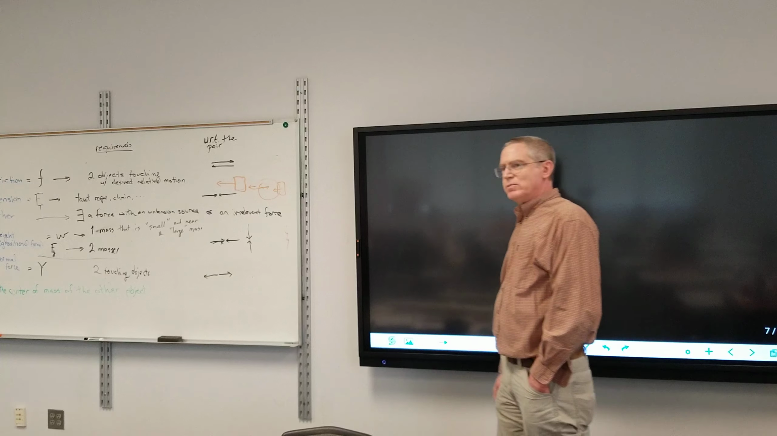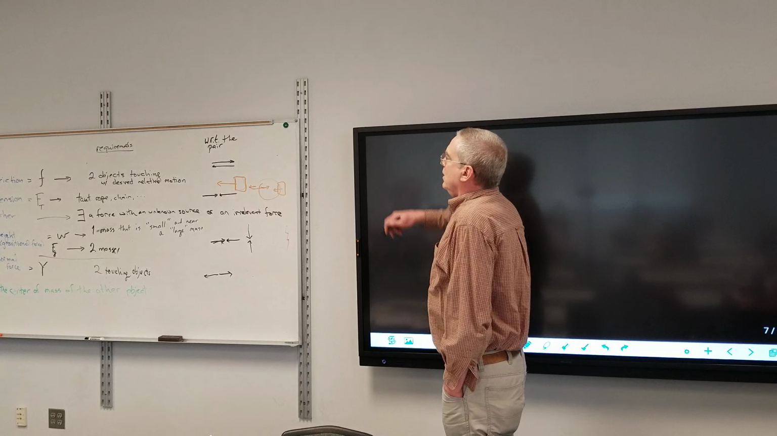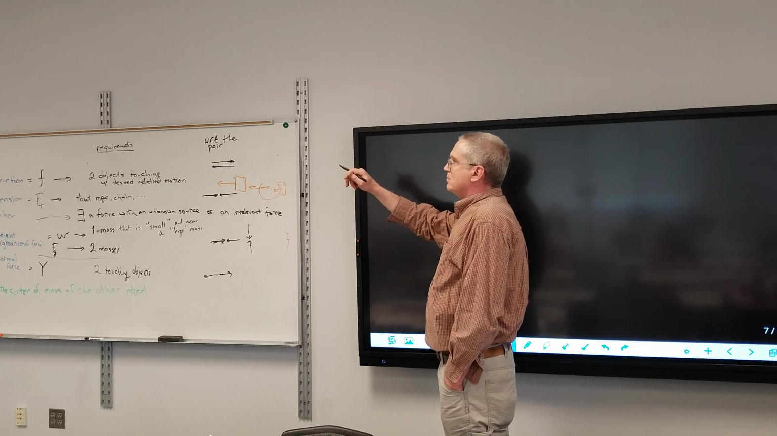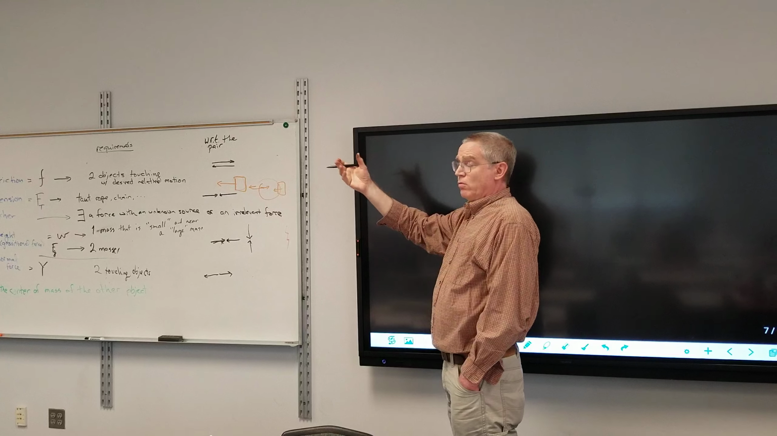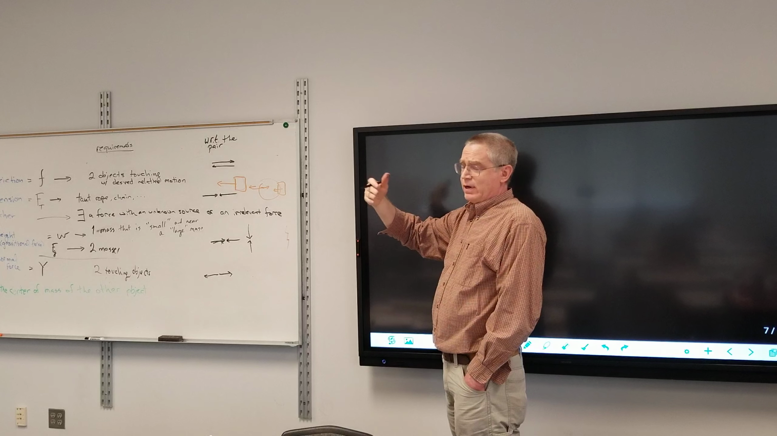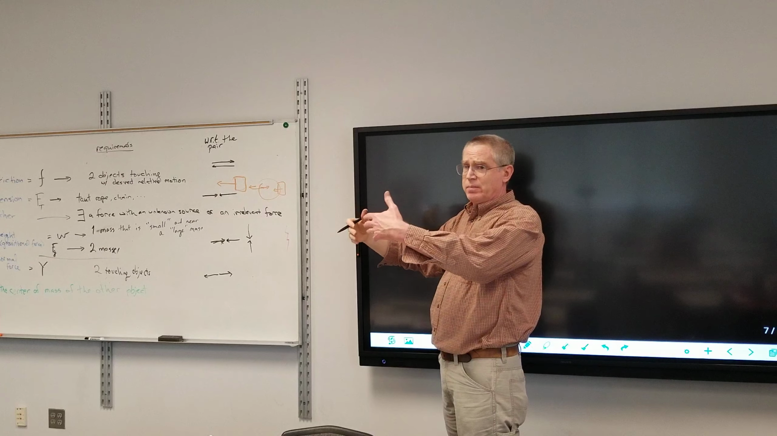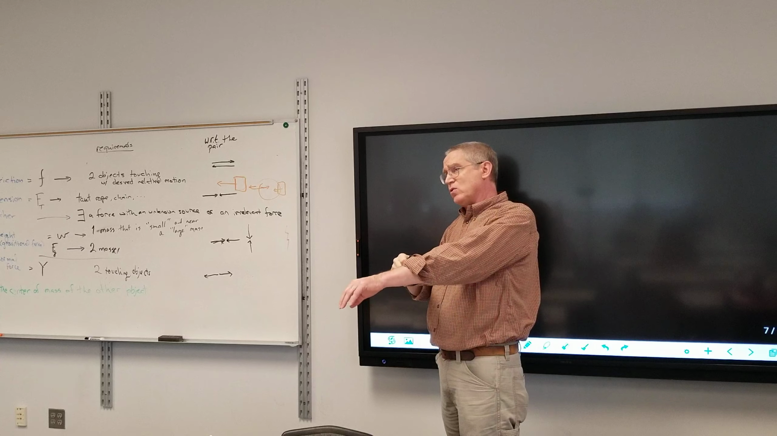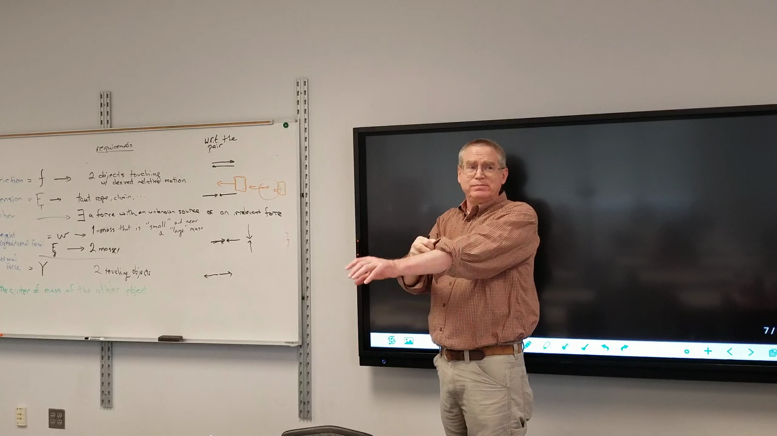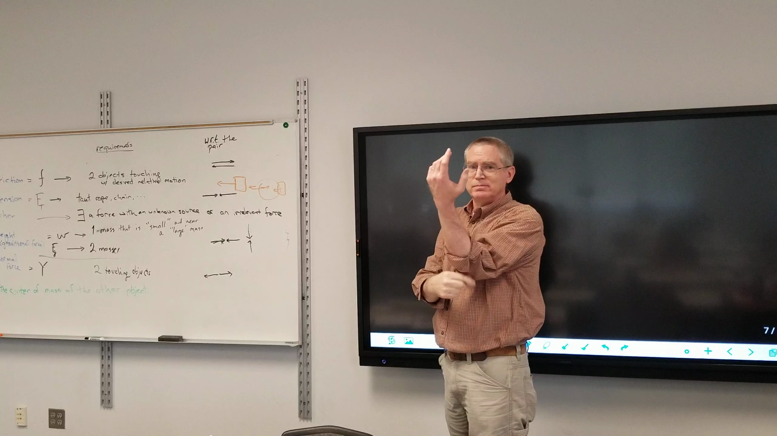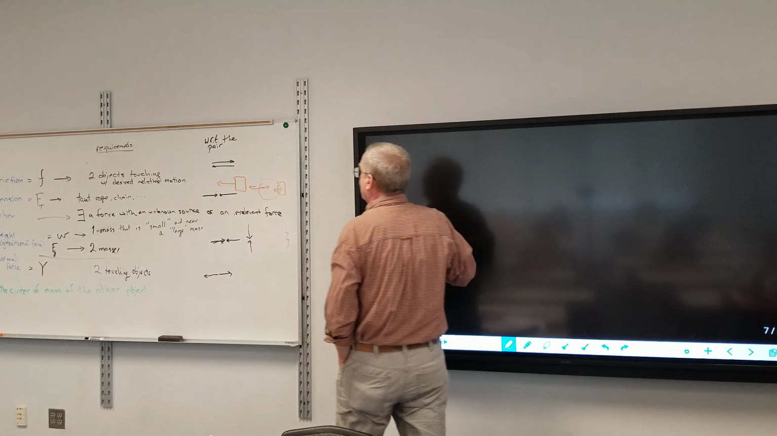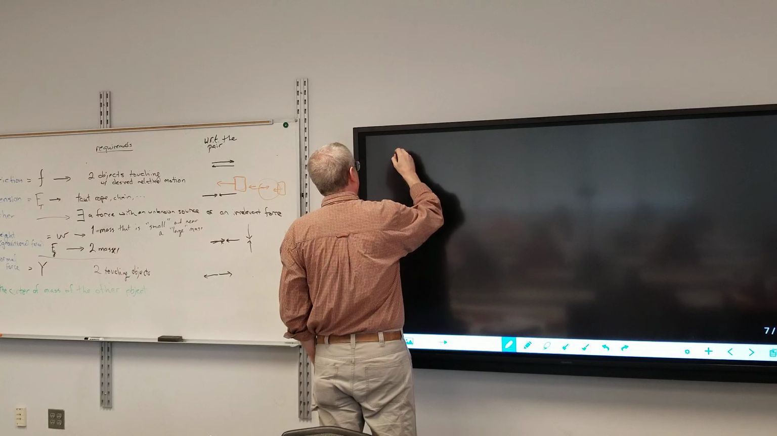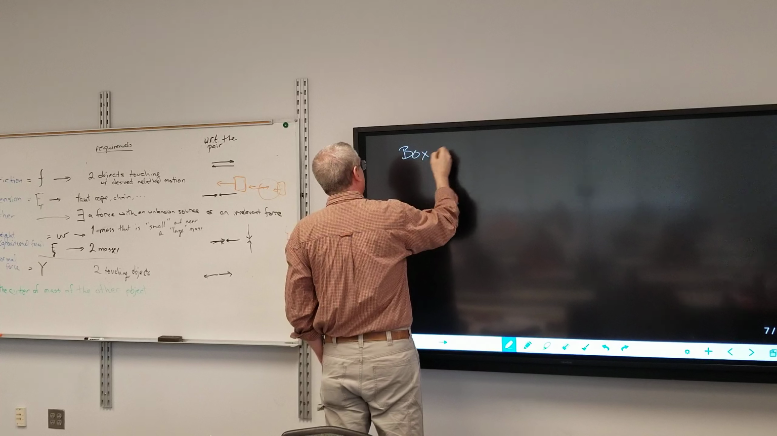Start the force diagram. I'll let you know right now, we'll start with simple examples and eventually work up to a test level problem. The next to the last question on the first test will be a force diagram problem. All right, so we'll start out with a box falling.